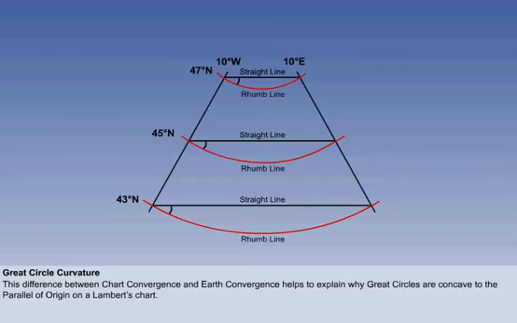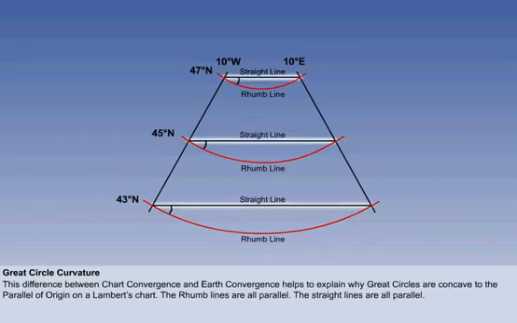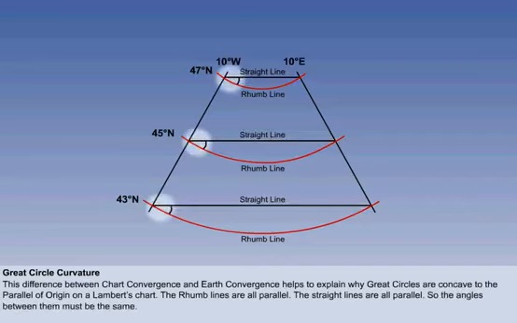Draw straight lines joining the meridians at these latitudes. You can see that the three rhumb lines, which all cut the meridians at right angles, are parallel to each other. And also the three straight lines are all parallel to each other, although at different latitudes. So, the angle between the rhumb line and the straight line is the same in all three cases. What is the angle between the rhumb line and the straight line called? It's called half-chart convergence.